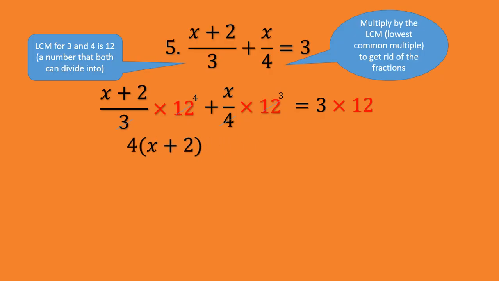So 4 times x plus 2 comes from this 4 multiplying with this x plus 2, because the 3 is now gone, and plus 3 times x comes from this 4 divided into 12, and 3 times x will give me 3x, and on the right hand side 3 times 12 will give me 36. I can just simplify this by saying 4 times x is 4x, 4 times 2 is 8, plus 3x equals to 36, removing the bracket over here.